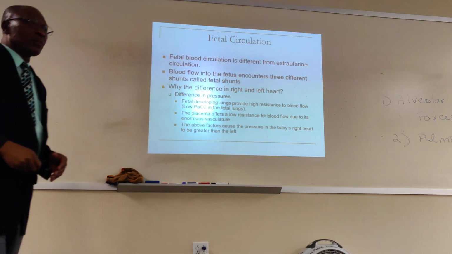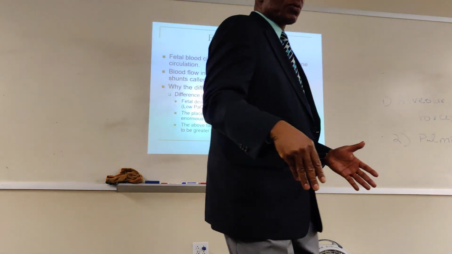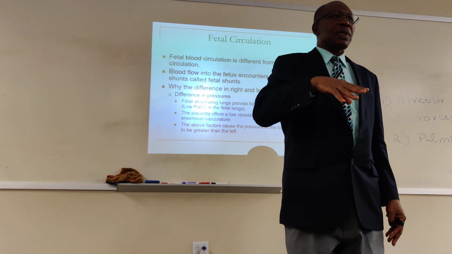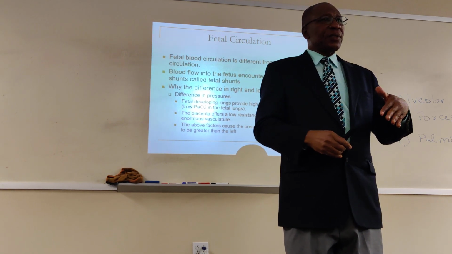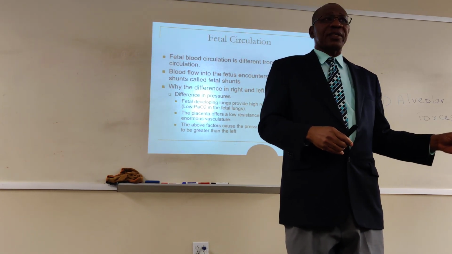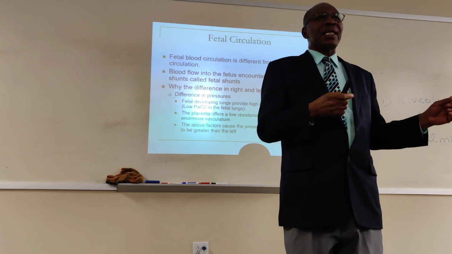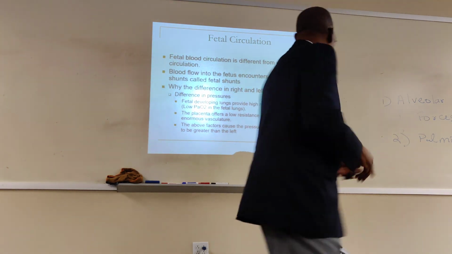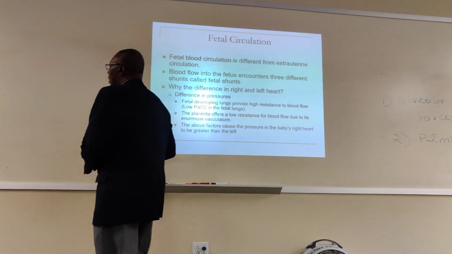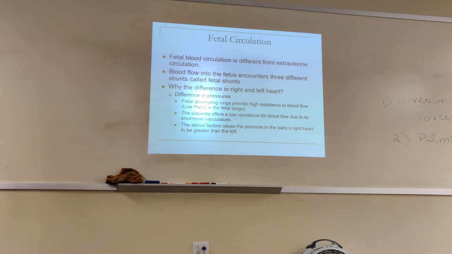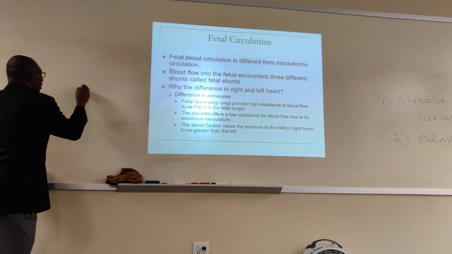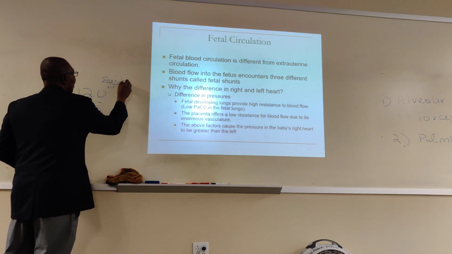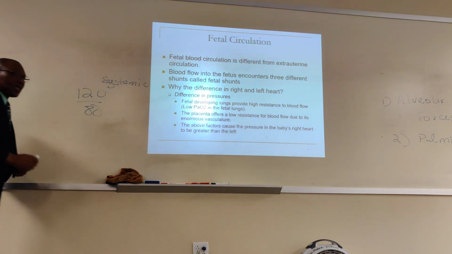So, as you know, in the adult, the blood pressure inside our left heart, or coming out from our left heart, is higher than the pressure on the right side of our heart. So what's normal blood pressure? Anybody? 120 over 80, that's the one most people know. So this here is called the systemic blood pressure. It's on the left side.